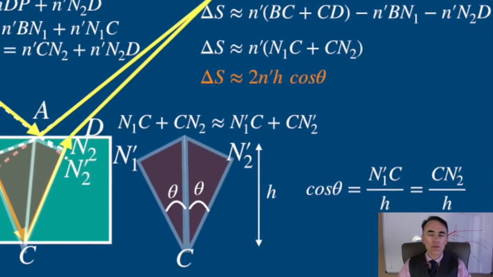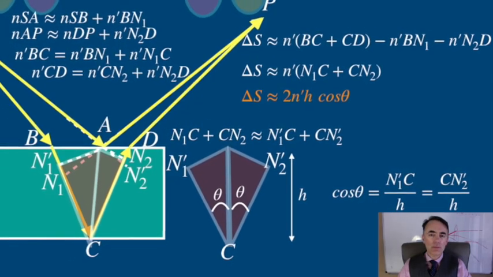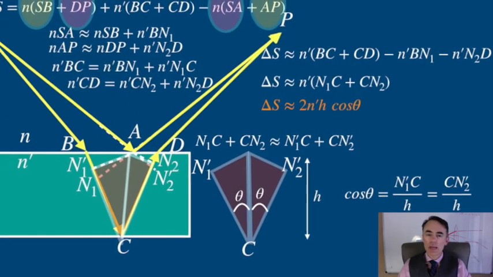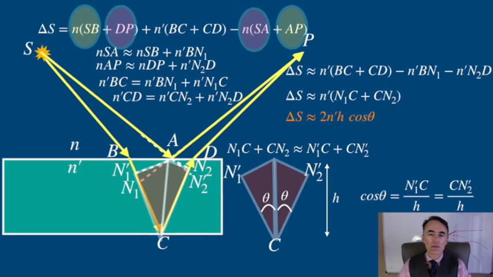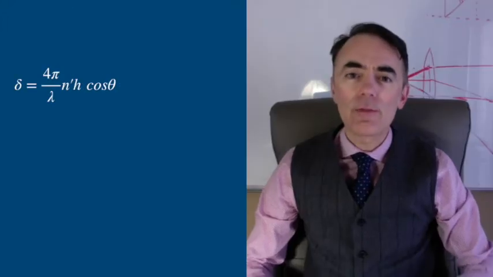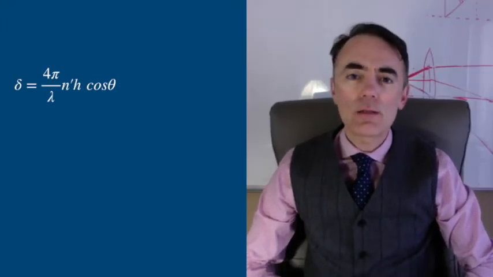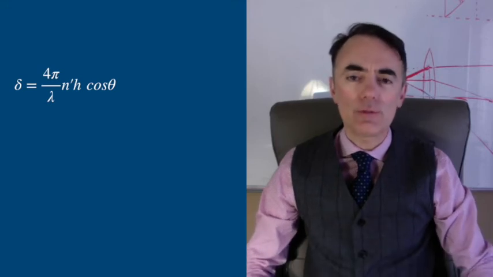This is the path difference between both rays that leave S and reach P. Because the phase difference between both rays is 2 pi over lambda times the path difference, we can write the phase difference, delta, as 4 pi over lambda n'h cosine of theta. So there will be a phase difference between both rays that leave the same point source of light and reach the same point P. We know that depending on the phase difference, we will have constructive or destructive interference at P.